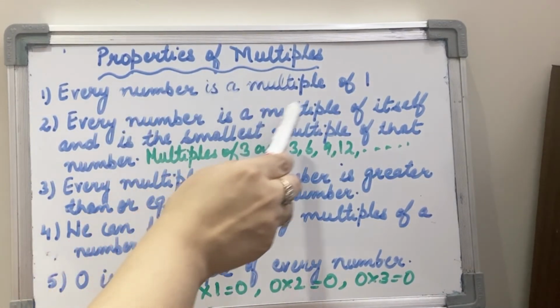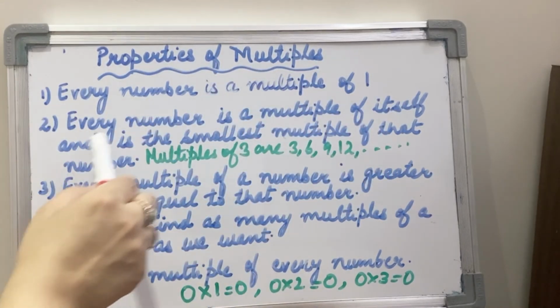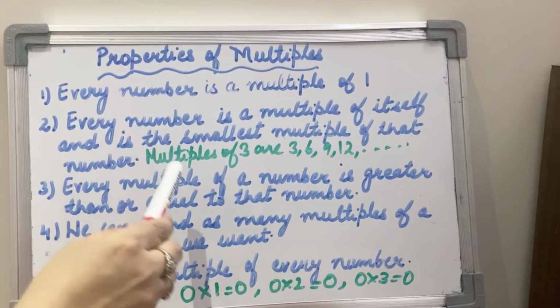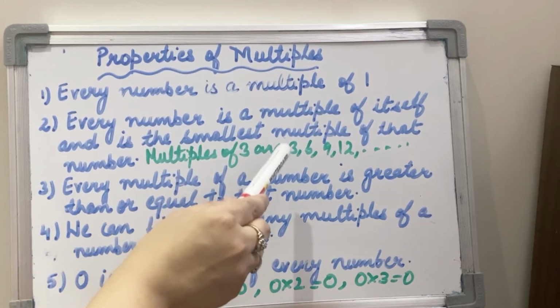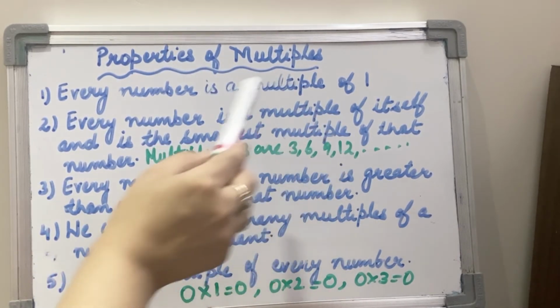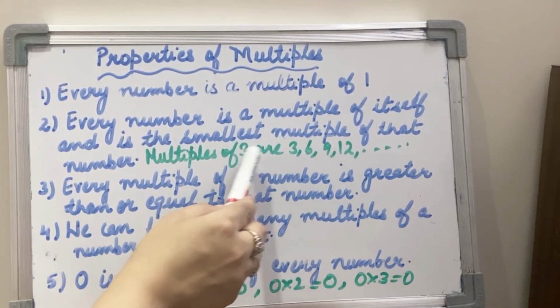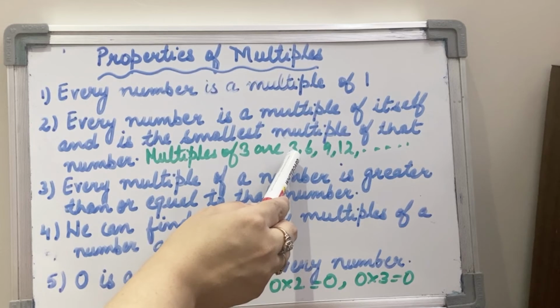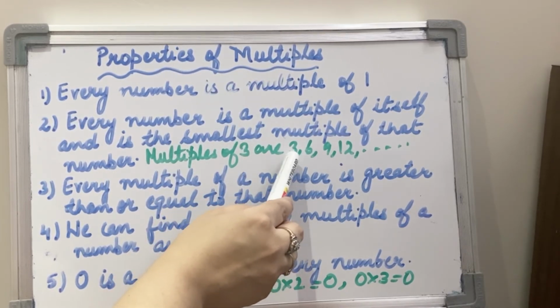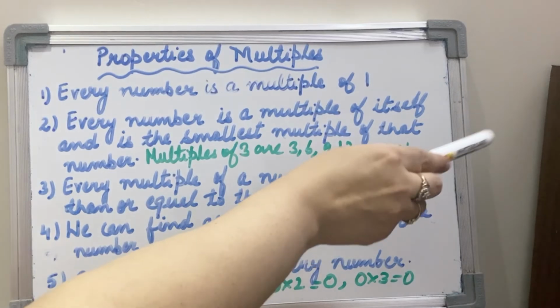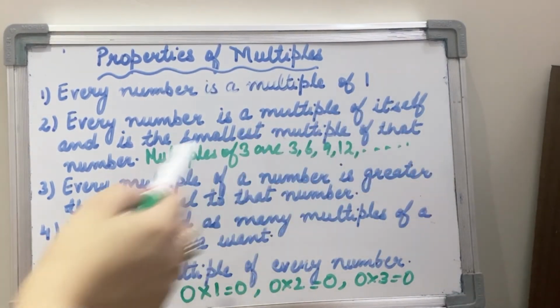Every number is a multiple of itself and is the smallest multiple of that number. For example, I am taking multiples of 3. There are 3, 6, 9, 12. Can you tell me from where it is starting? It is starting from the number itself. Multiples of 3 are starting from the number 3 only, and it is the smallest multiple. We can only come to know the smallest multiple, and it will go on and on, because the counting will go on and the multiples will also go on.